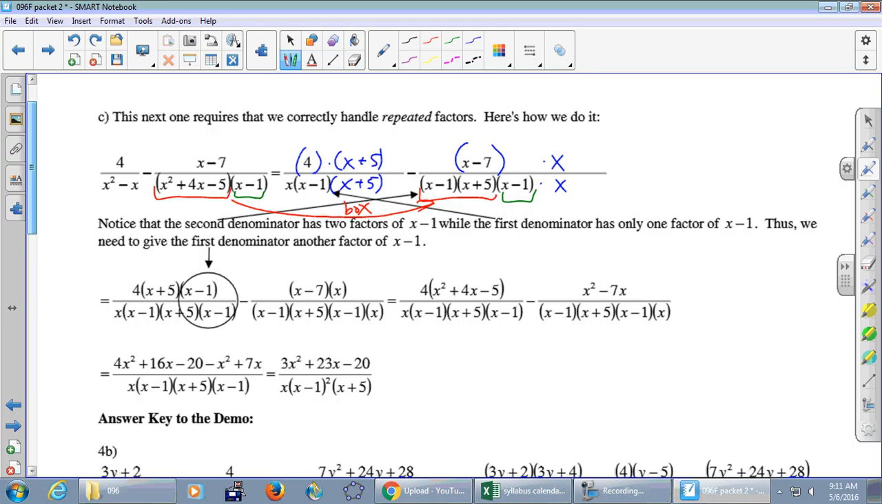Are these two denominators the same now? They're not. The second one has x minus 1 and another x minus 1. The first one just has a single x minus 1. So what do we give the first one? Another x minus 1. Top and bottom. Now the denominators are the same.